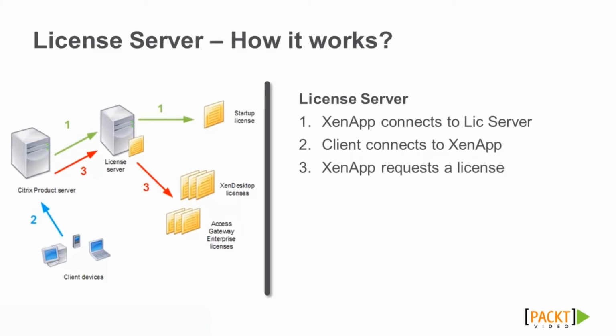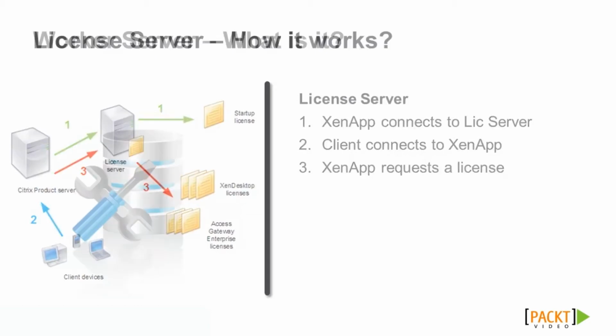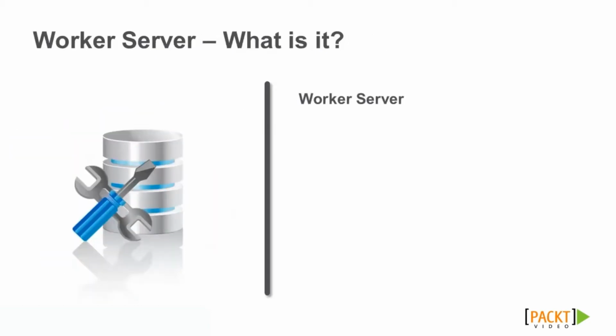If product servers lose communication with the license server, the users and products are protected by a grace period of 30 days. That allows the product servers to continue operations as if they were still in communication with the license server. Worker servers run the applications that you publish to your users.